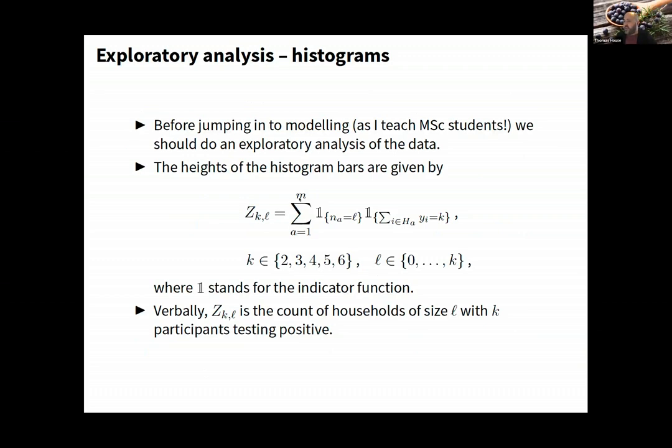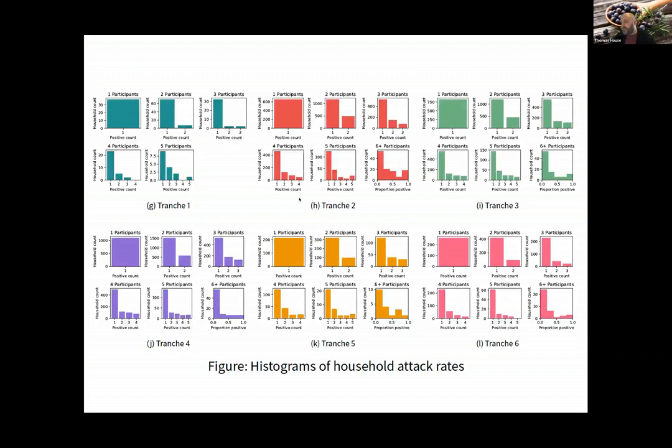Okay. So just a quick bit of exploratory analysis. These are histograms by count of people in the household. And the thing to note about these is, we've taken out the households with no one positive because prevalences were pretty small, so it's dominated by 0. But what you see is these are very, very far from binomial, right?